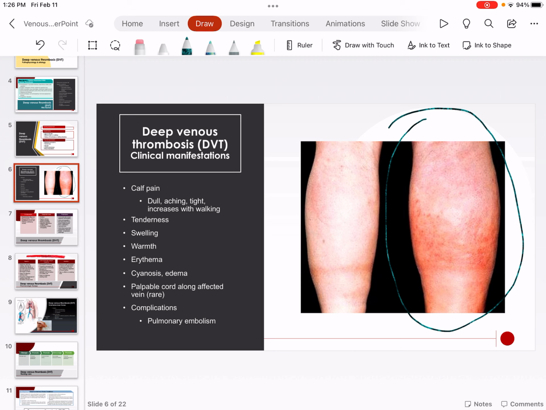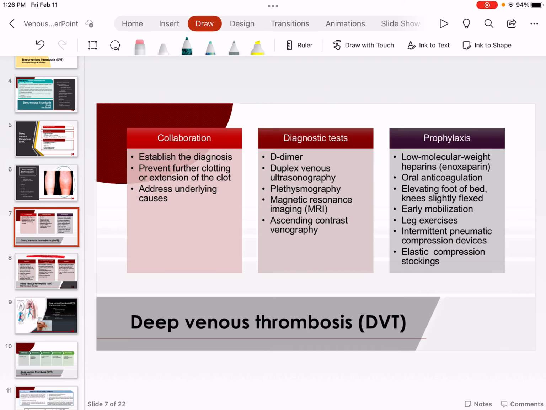So diagnostics and collaboration. Obviously, establishing the diagnosis is important, preventing further clotting or extension of the existing clot, and then addressing the underlying causes that led to this clot formation so that those can be corrected or eliminated.